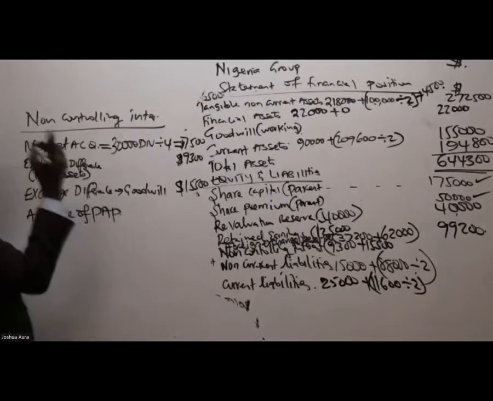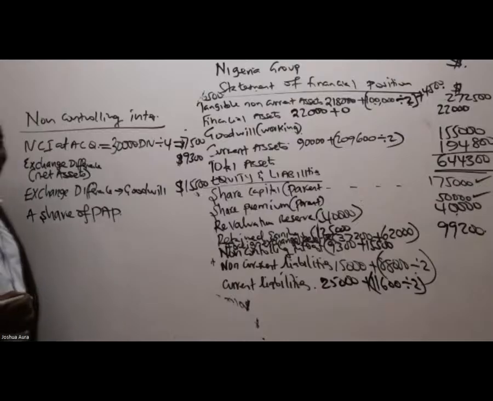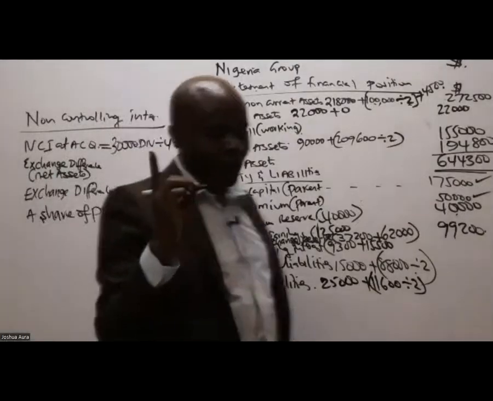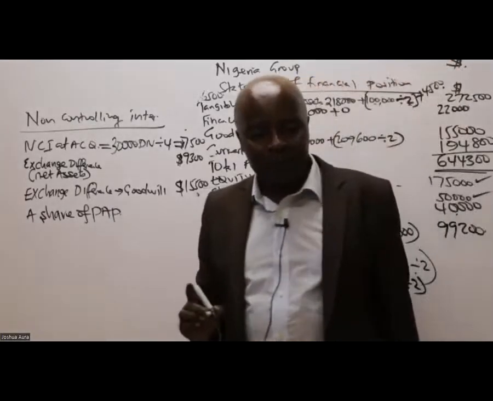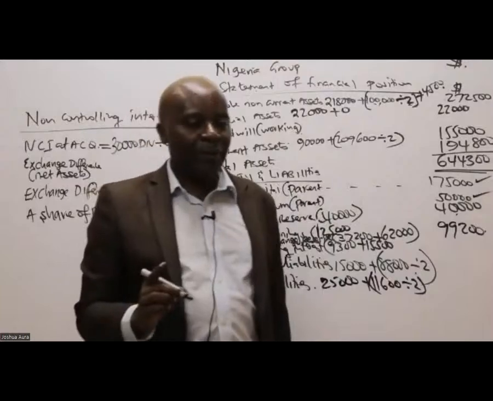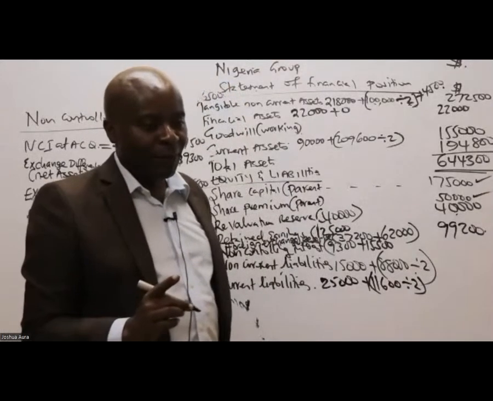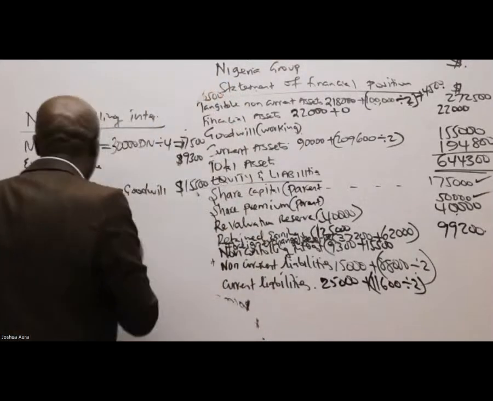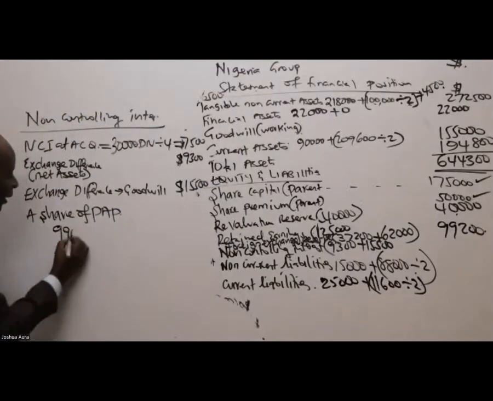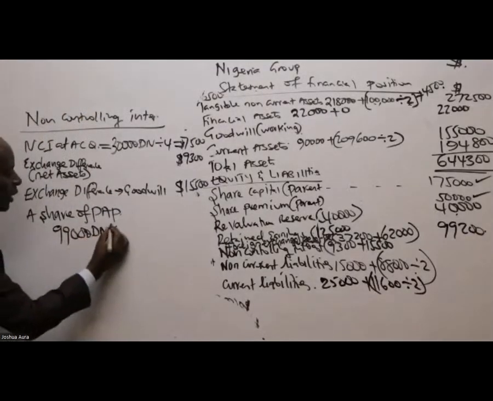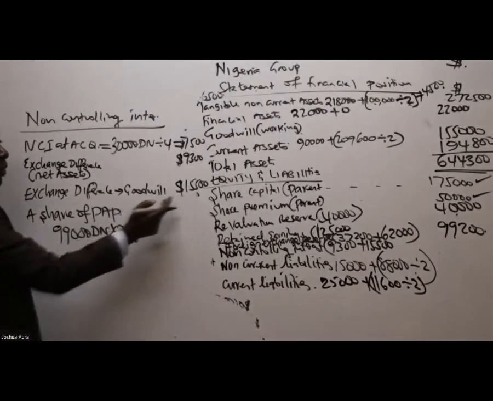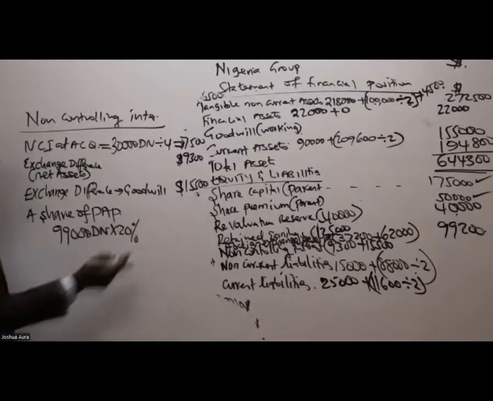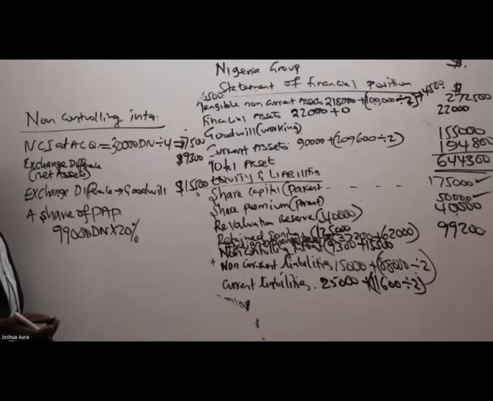Is there anybody who is able to remember our PARP figure? It was in DNs. Our PARP figure is 99,000 DNs. So with these 99,000 DNs, we are only giving them their share. But again, remember, this has to be retranslated to get into dollars.